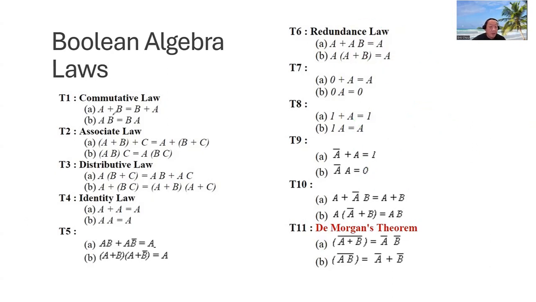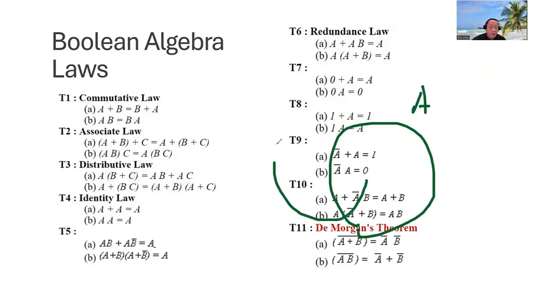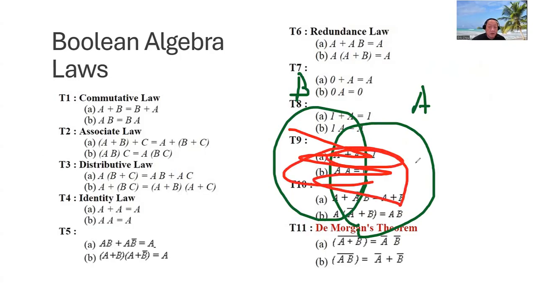So here you have A plus B equals B plus A. Your A set is right here, and your B set is right here. So your A plus B, A or B, is this whole thing. B plus A is also this whole thing. So by the Venn diagram it is very clear.